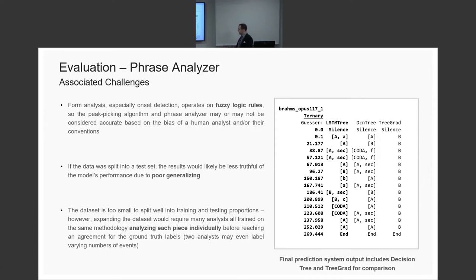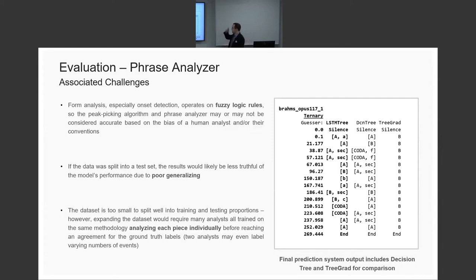However, expanding the data set would require many analysts, all trained on either the same or at least similar methodology, analyzing each piece individually before reaching an agreement for the ground truth labels. And also, two analysts may even label varying numbers of events.